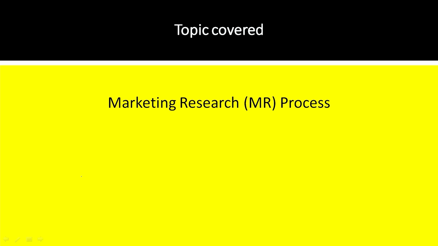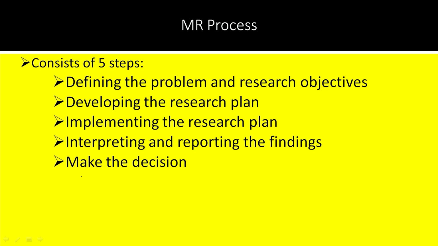So let's move further. Marketing research process consists of 5 steps. First is defining the problem and research objective. Second is developing a research plan. Third is implementing the research plan, the plan which we have developed, implementation of that plan, applying that plan.